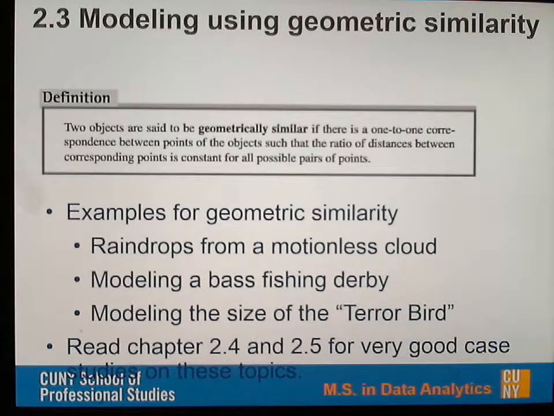There's another way to look at the problem: modeling using geometric similarity. Two objects are said to be geometrically similar if there is a one-to-one correspondence between points of the objects, such that the ratio of distances between the corresponding points is constant for all possible pairs of points. Section 2.5 and section 2.4 have very good cases for these topics.